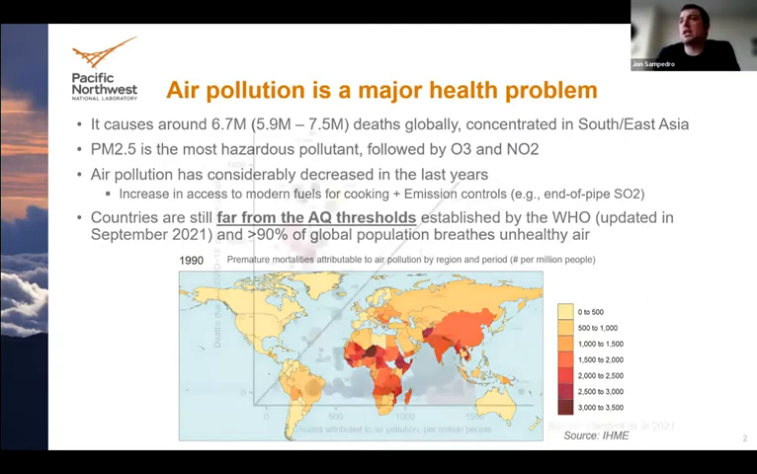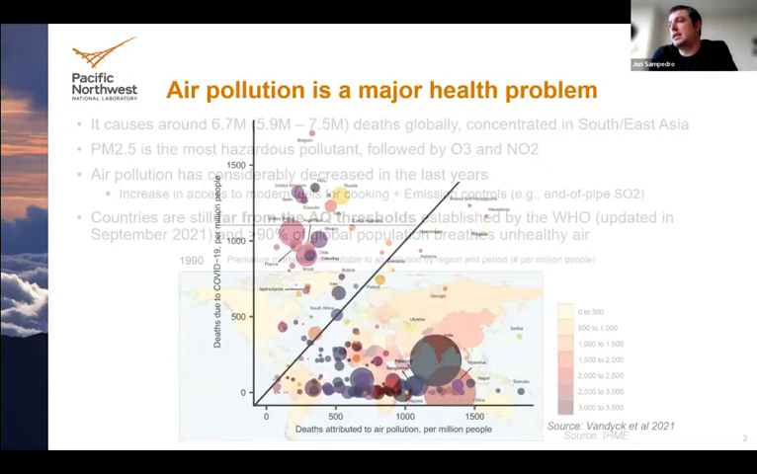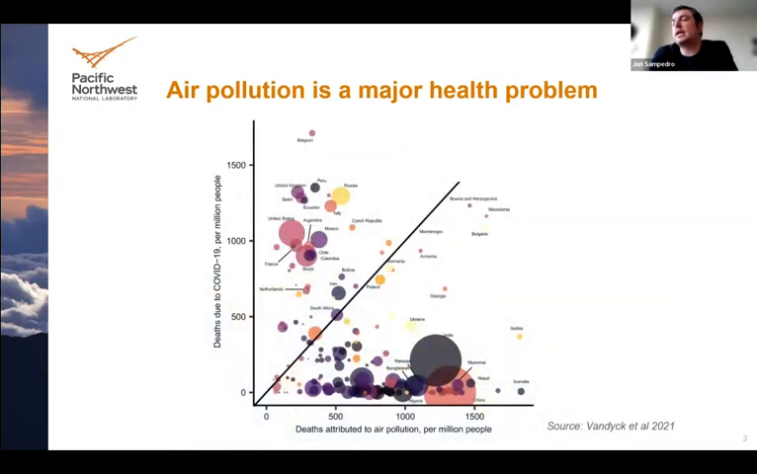Also, as an illustration, just to show the importance of this problem, I wanted to use this figure from a paper that we published earlier this year, led by my colleague Tom van Dijk, where we compare the deaths attributable to air pollution, on the x-axis, in 2019 with the deaths attributable to COVID-19 in 2020, right? There is a lot of information in this figure, but I just wanted to show that there are still many countries that are more affected by air pollution.